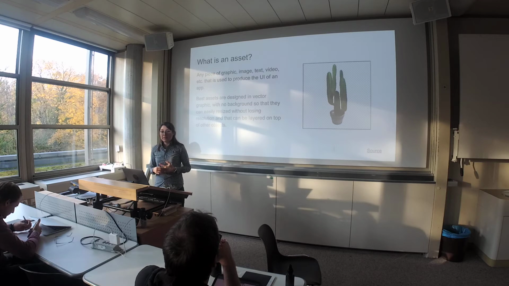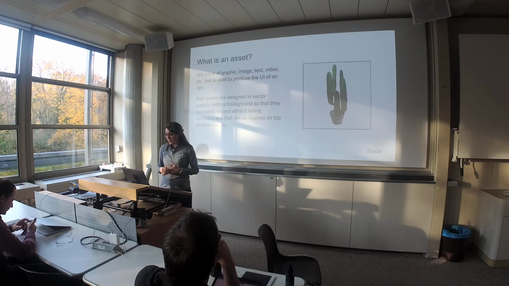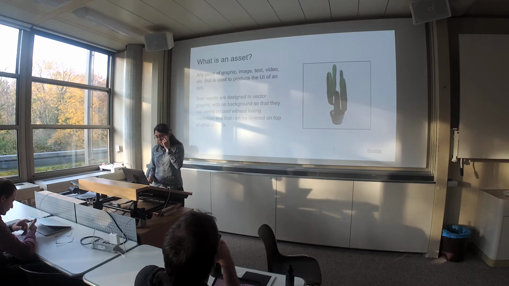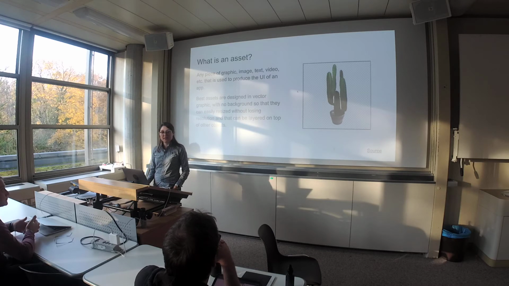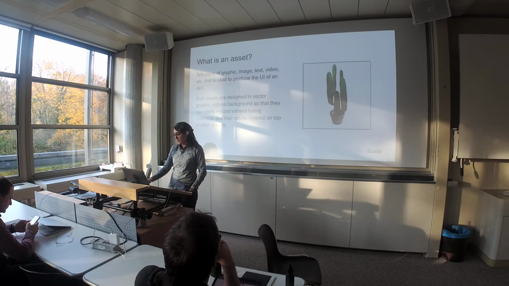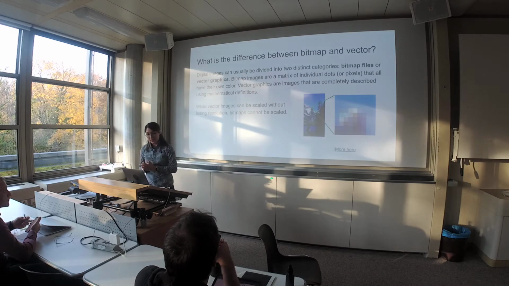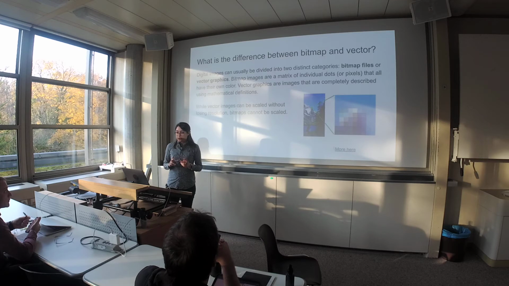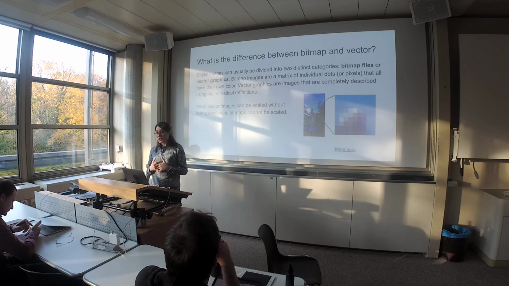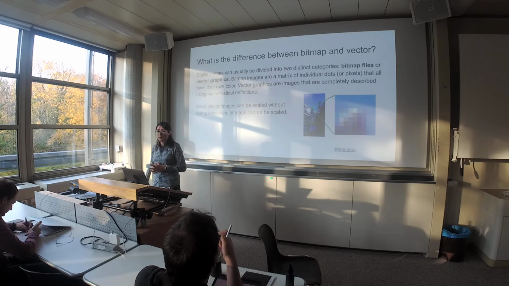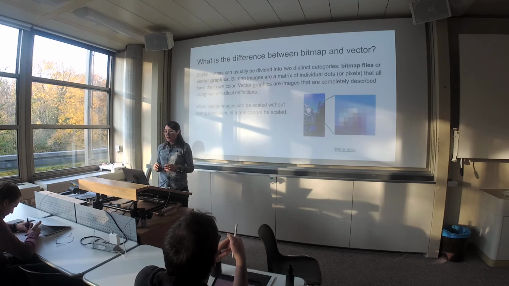The best assets are designed in vector graphics with no backgrounds, as the one you can see here. And well, we're going to see why vector instead of bitmaps is the best option. So we have the difference between an image that comes as a bitmap and an image that comes as a vector. When we talk about images, we have these two types. And the main characteristic of a bitmap image is that it is a matrix of dots, or what we know as pixels, that all together create the image that we know.